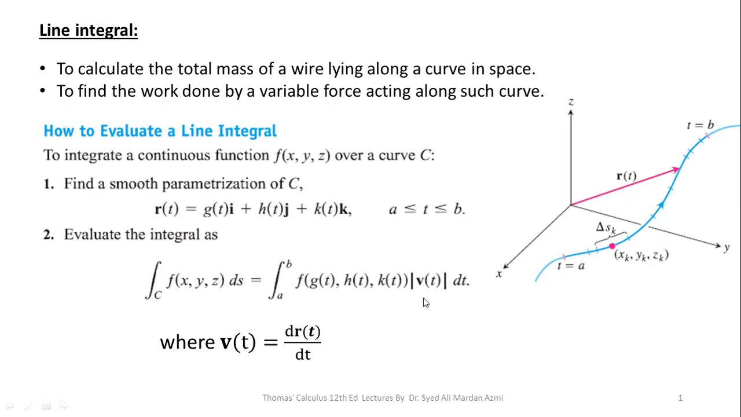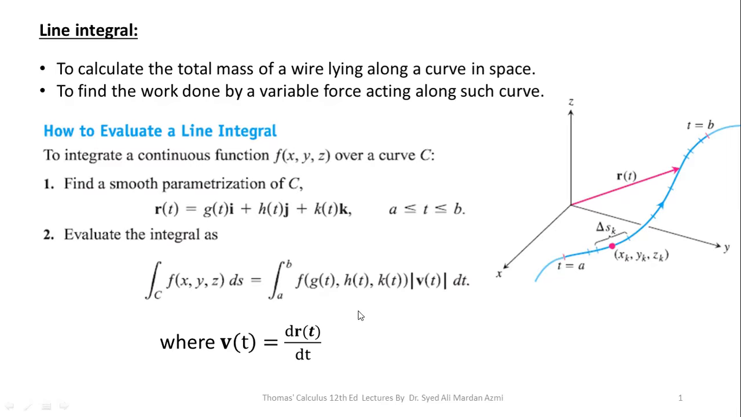So we will follow these steps. In step number 1, we will calculate mod v of t. In step number 2, we will transform our force function in the form of parameter t. And after these two steps, we will substitute these values in this line integral for the given limits, and then we will calculate this line integral as step 3.